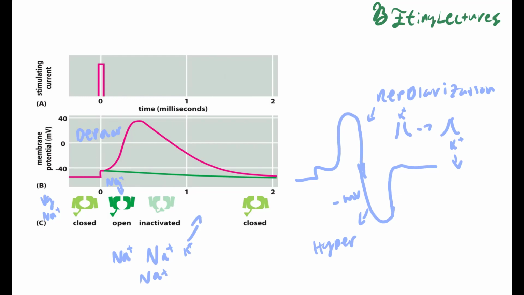So this is hyperpolarization. And I write really, really badly. So this is hyperpolarization. So we have depolarization, repolarization, and hyperpolarization. So this is a positive mV, this is going into a negative mV, and this is a really negative mV right there.